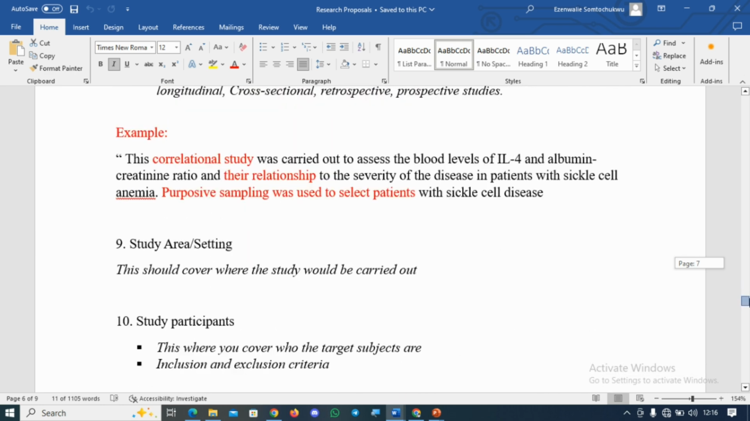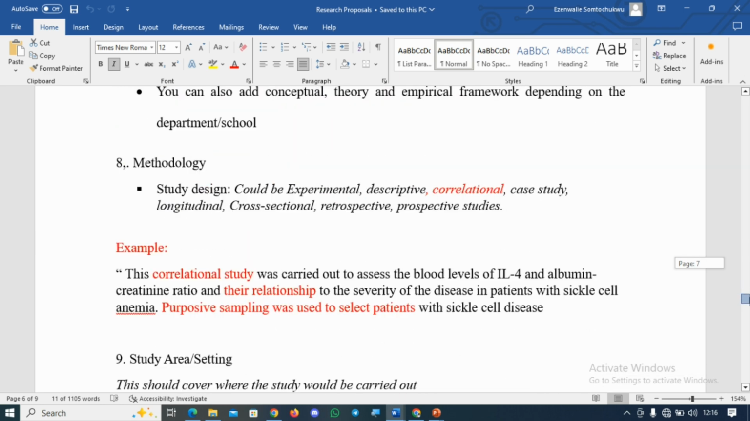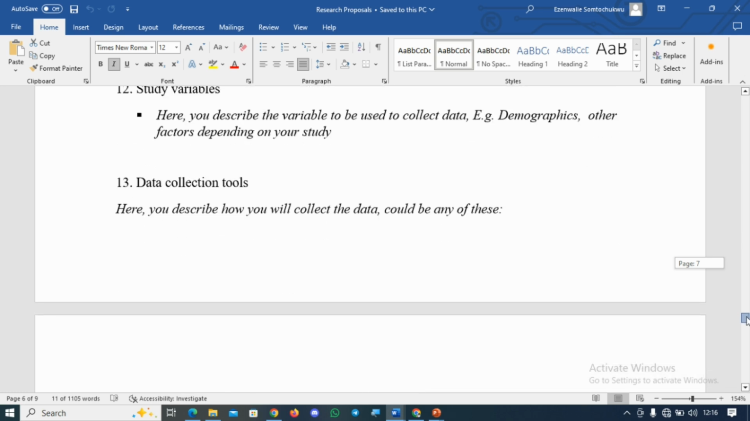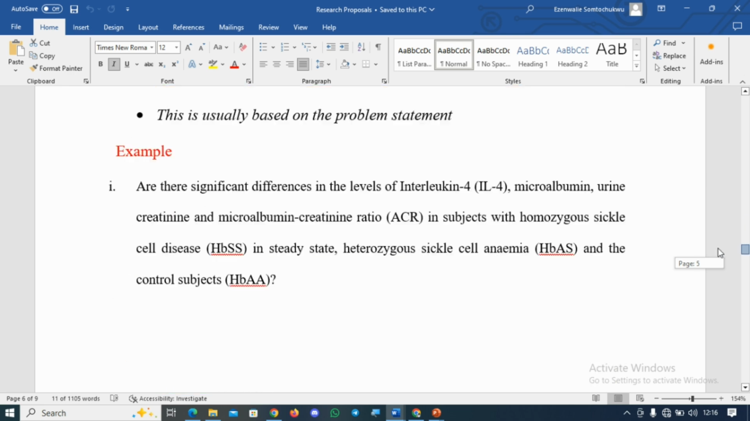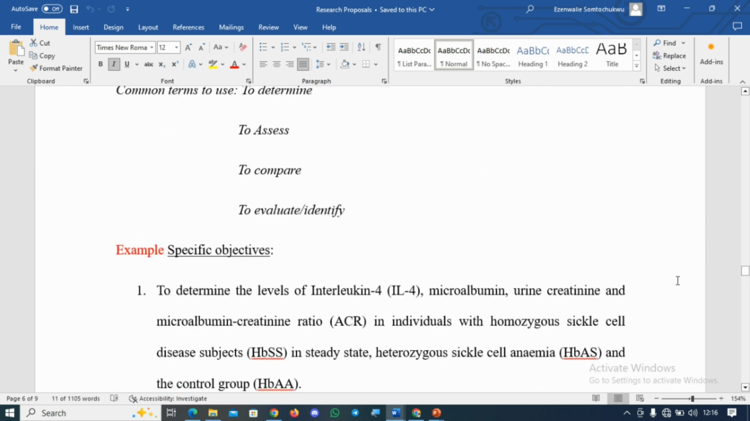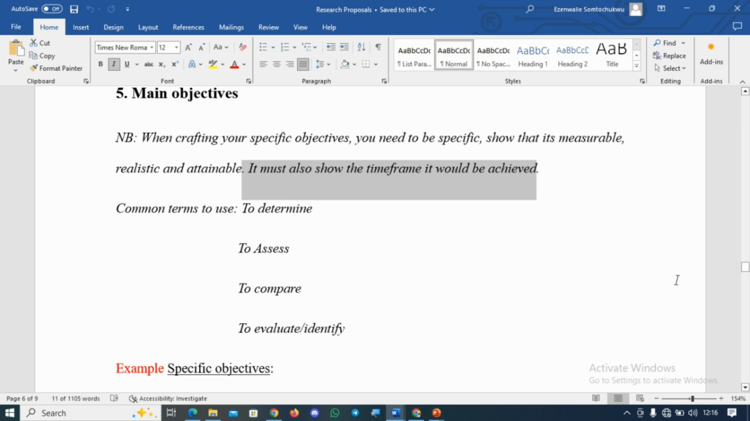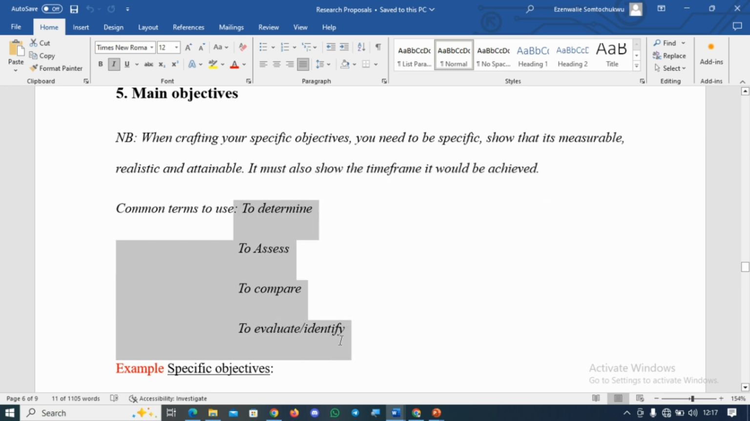Next is your main objectives. Now, it depends on the school. I always recommend that whenever you're about to write a proposal, go to the department or the faculty where you are studying, and get a template from your supervisor or those they have supervised. That way you can know the exact template. Notice that when crafting your specific objectives, which are under the main objectives, you need to be very specific, as the name implies, and show that they are measurable, attainable and realistic.